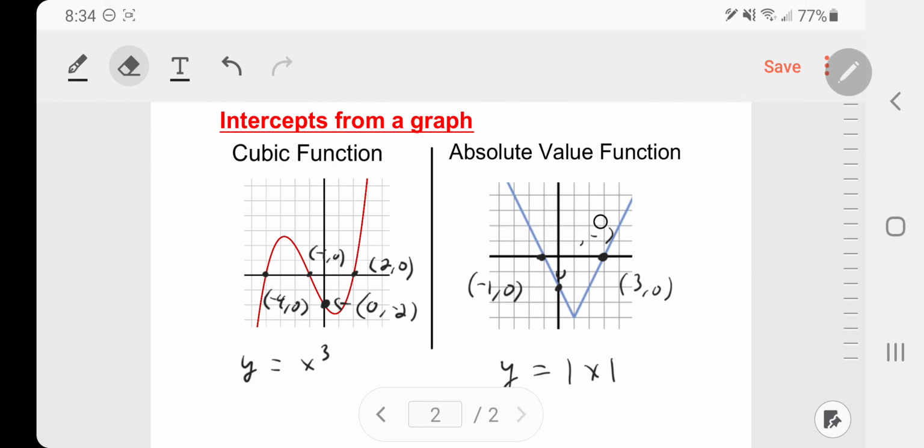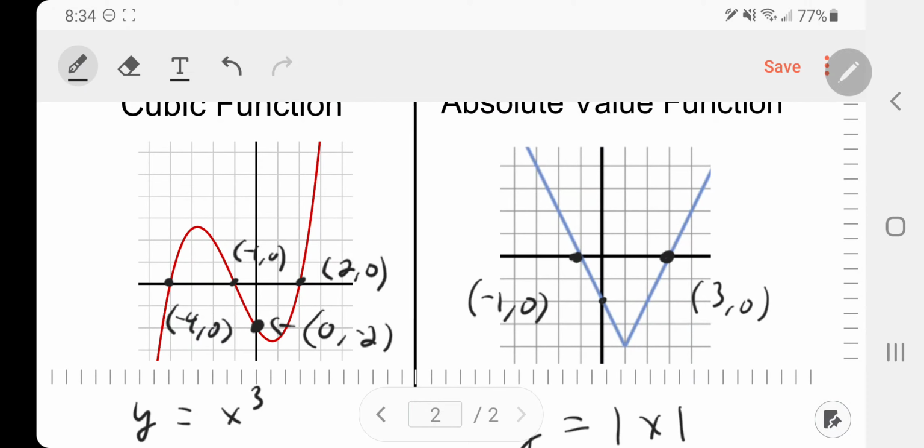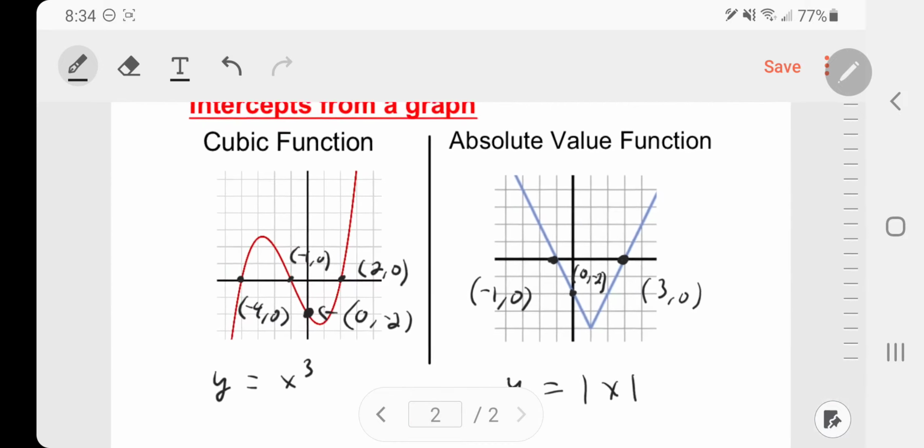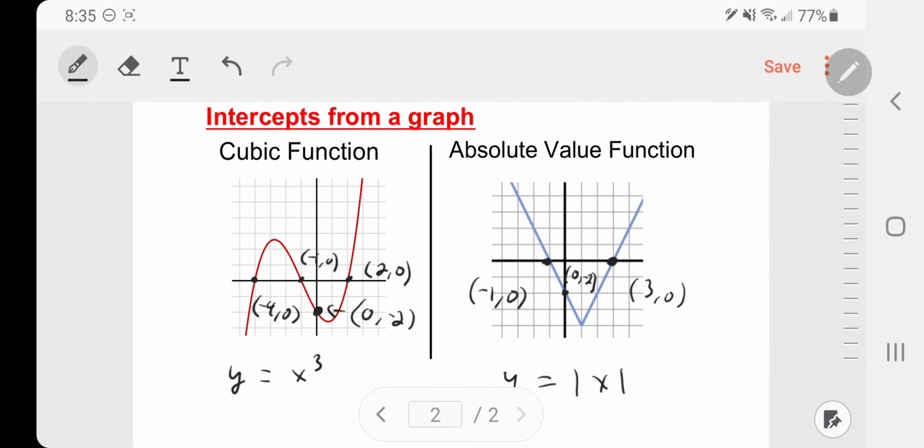All right, so again, depending on the function, it could cross your axes more than once. Again, it depends really on which type of function you're looking at. But this is a couple of different functions that we see here.